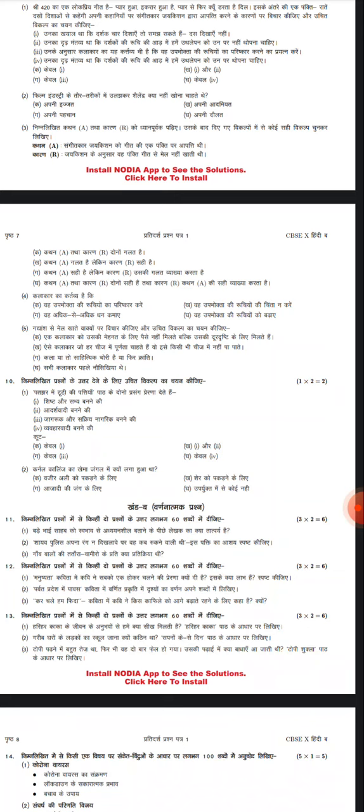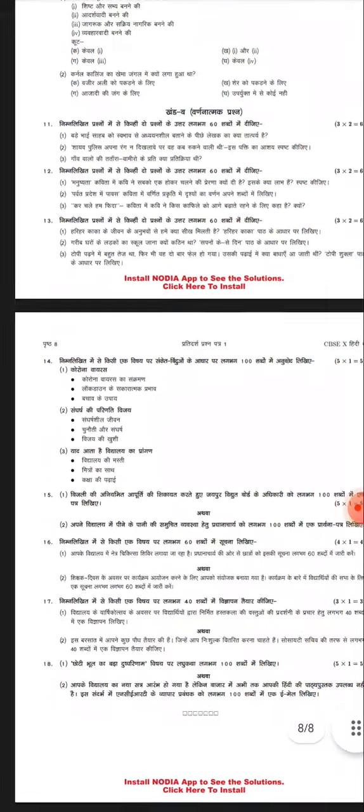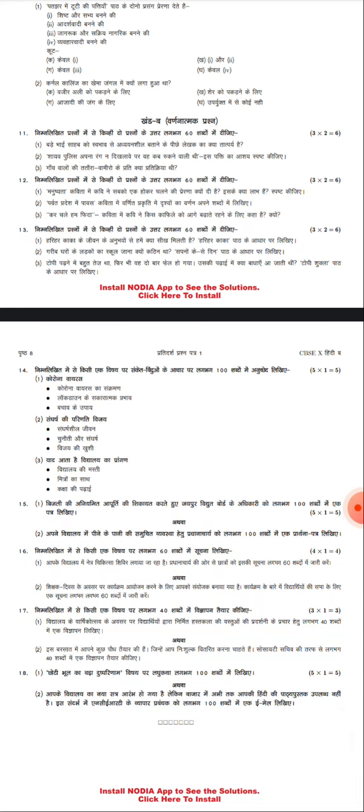That's the end of the unseen passage and the 2 literature questions. Now you move on to the next section of your question paper, Khand B. Here you can see question number 11. It has 3 questions in which you will have to attend any 2, with 3 marks each, total 6 marks. Moving on to the 12th question, you can see there are 3 questions.